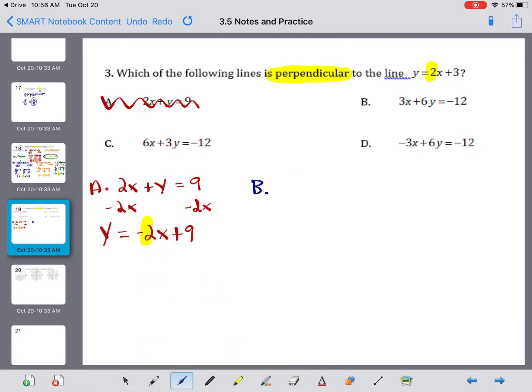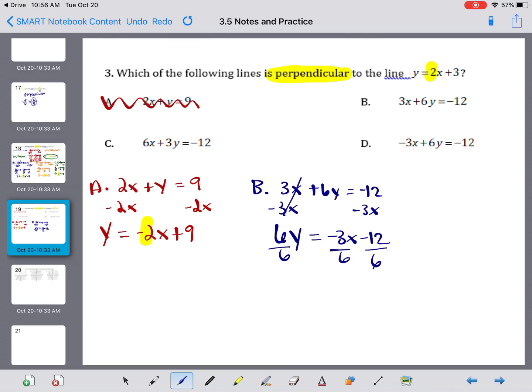We take a look at B. We have 3x plus 6y equals negative 12. Again, solve for y. I'm going to move the 3x over. So we get 6y is equal to negative 3x minus 12. Divide by 6. Y is equal to negative 3 over 6, which simplifies down to negative 1/2 x minus 2.